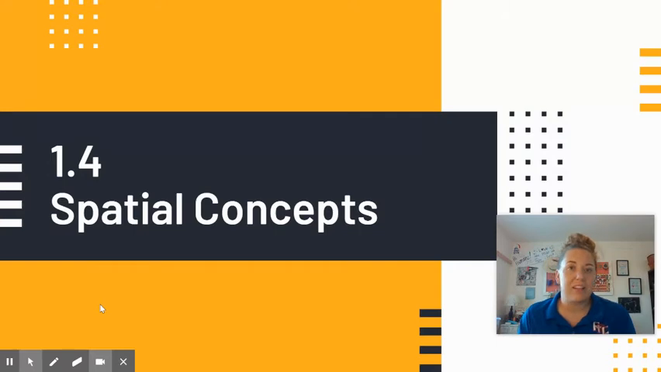So, quick little lecture here over standard 1.4 spatial concepts. I'm going to go pretty quick through this. I expect the stuff that I really just skip over and go quickly through, you fill in on your own using your AMSCO reading and your dictionary terms.